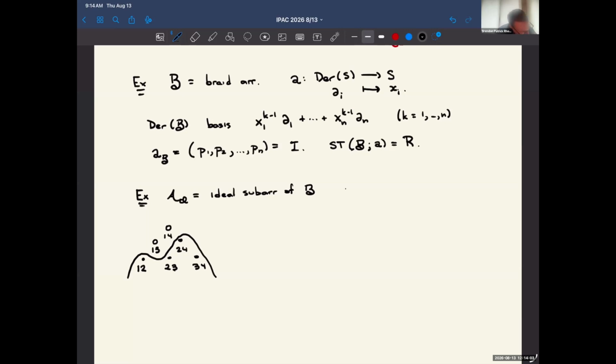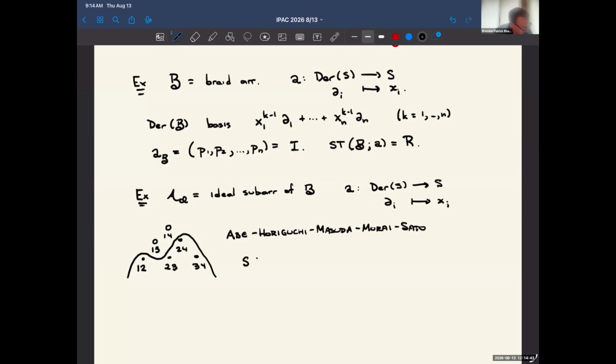And again, I'm going to take this same homomorphism, which sends partial i to xi. And it's a theorem of Abe, Horiguchi, Masuda, Murai, and Sato.